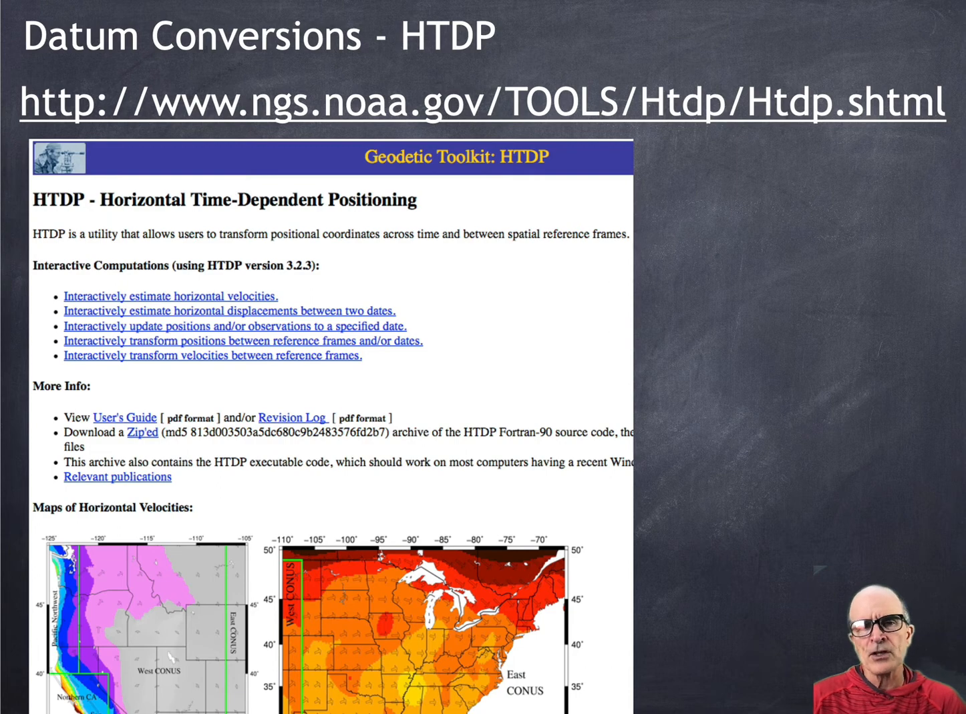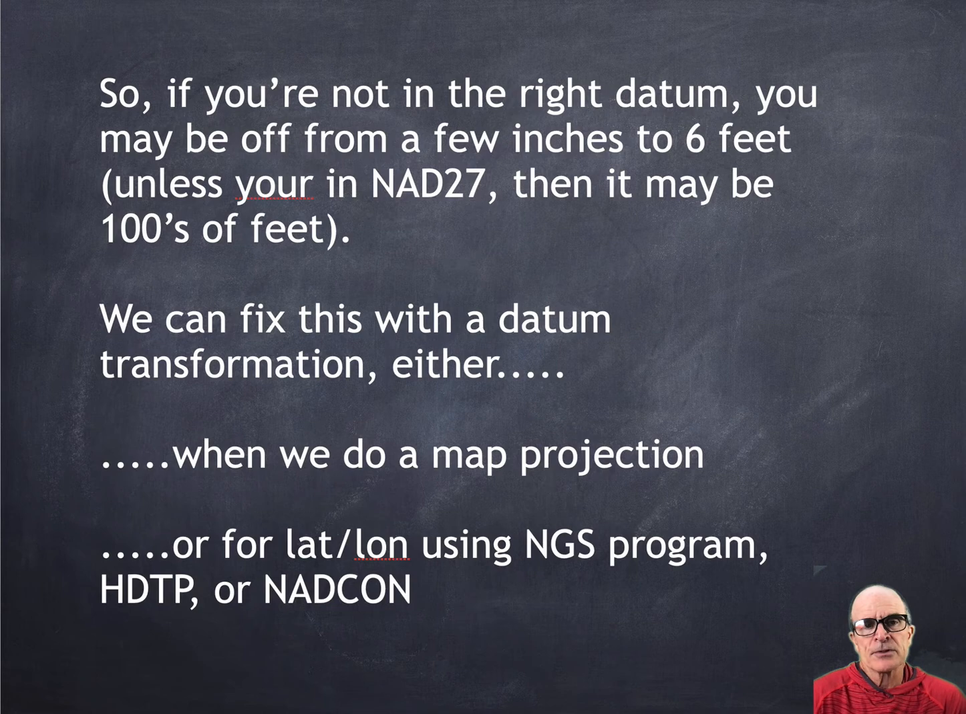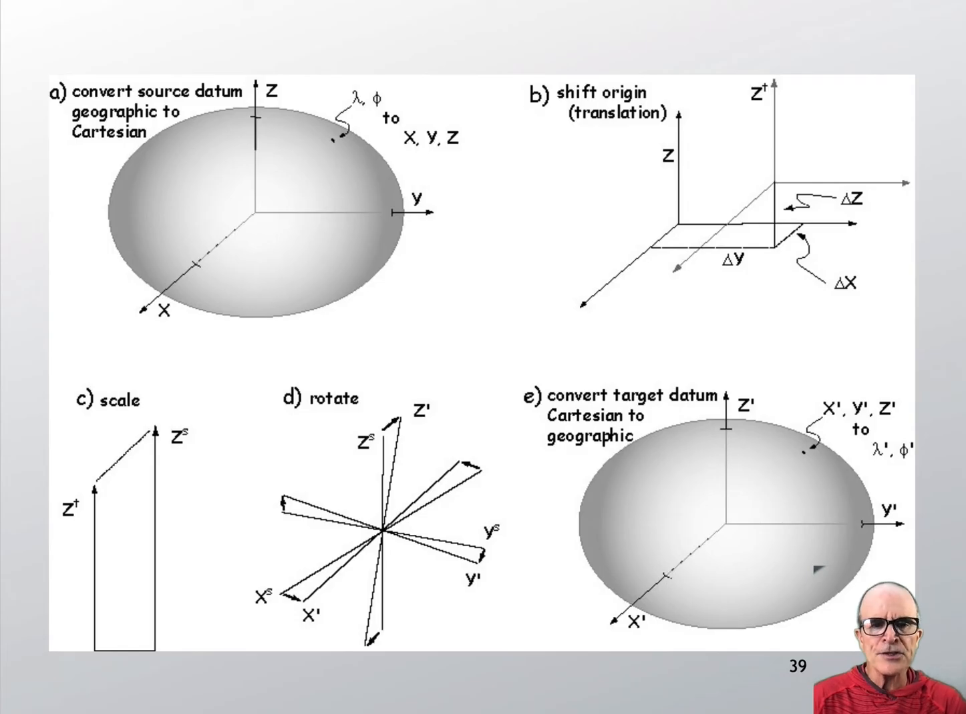There are other ones that you can get within various other software, but we need to go from one datum to another because our data have a different base if they're in different datums. If you're not in the right datum, you may be off by a few inches to 6 feet, unless you go to a really early datum, when you're off by hundreds of feet. So we can do a datum transformation, and this datum transformation can happen when we do the map projection, or we can do it in software like NADCON, HTDP.